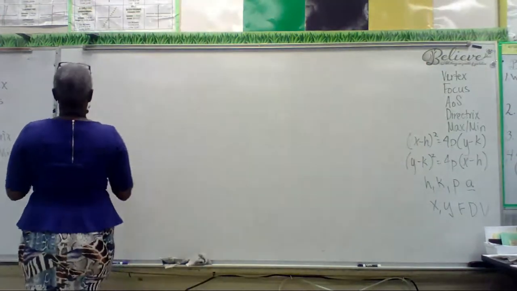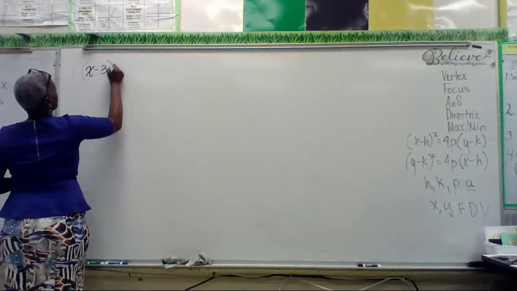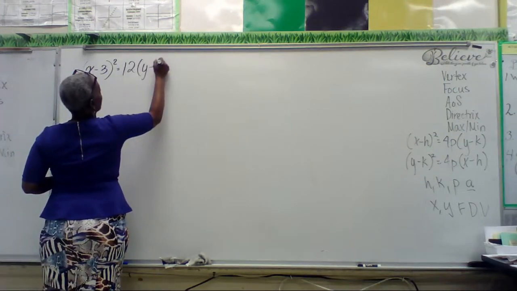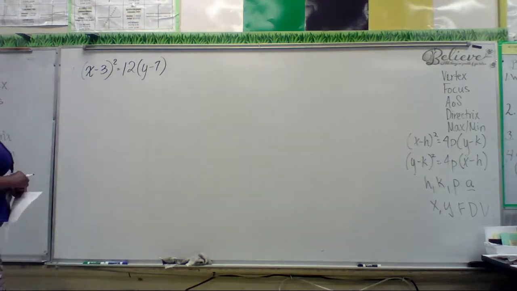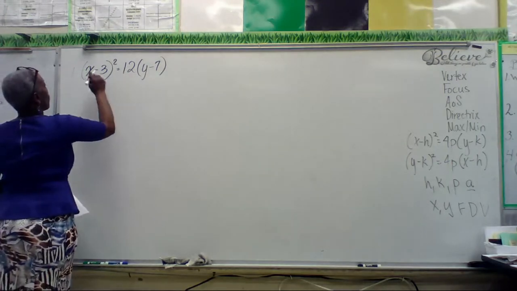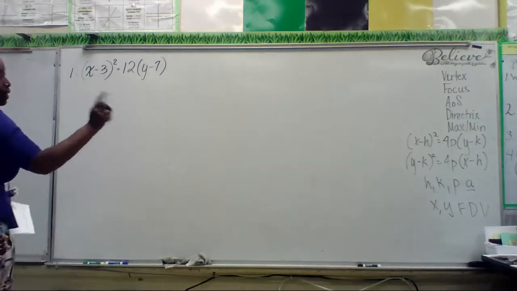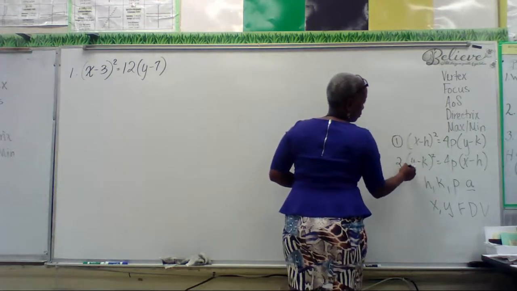The quantity x minus 3 squared equals 12 times y minus 7. We're all taking notes at this time. What we want to do is graph this, and in order to graph it, we need to know which equation we are going to use.